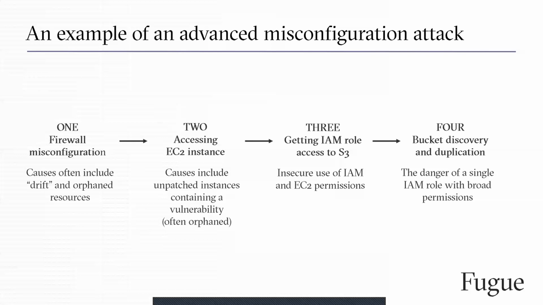Step 3 in that breach was getting better IAM access to try to get to S3. Again, something OPA could catch. And 4, bucket discovery and duplication out of S3. Again, something you could use OPA to catch.